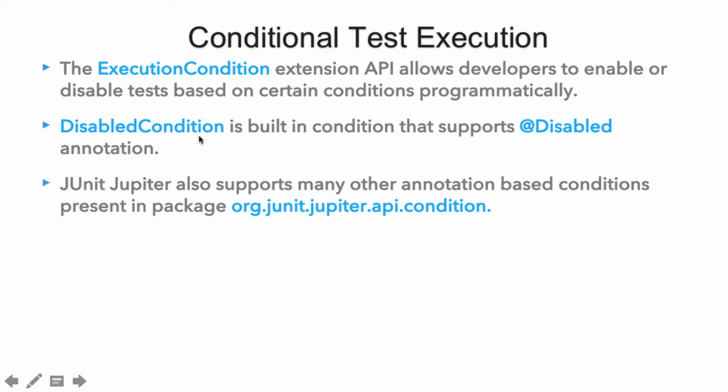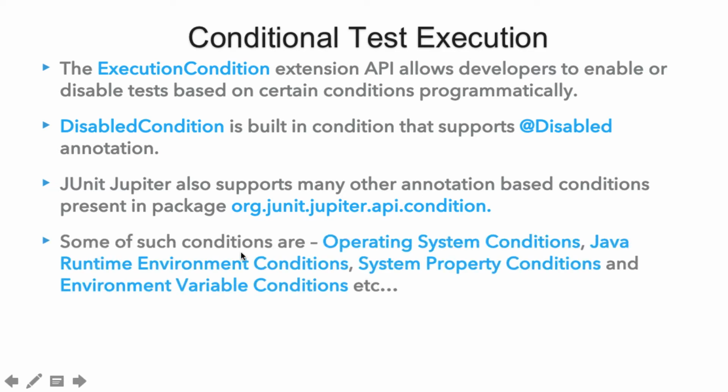So similar to DisabledCondition, JUnit Jupyter also supports many other annotation-based conditions present in the package org.junit.jupiter.api.condition. In this section of the course, we will discuss these conditions and how to apply them. Some of such conditions are operating system conditions, Java runtime environment conditions, system property conditions, environment variable conditions, etc.